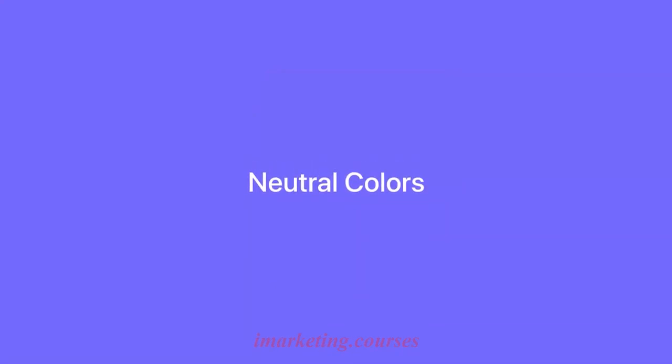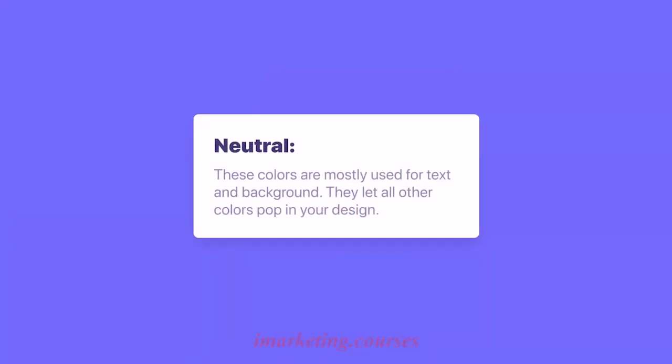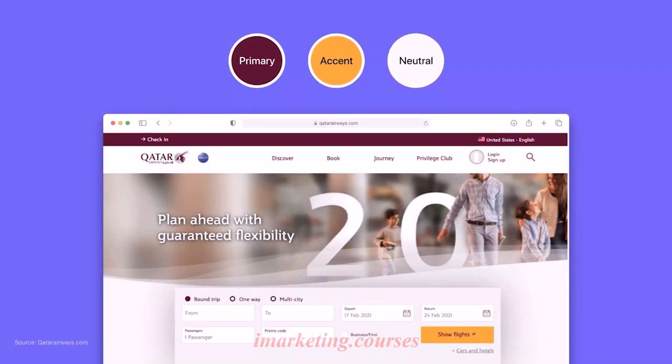4. Neutral colors. White, black, or gray schemes. These colors are mostly used for text and background. They let all other colors pop in your design. Almost all color palettes require neutral colors to create a high color contrast ratio between the background and foreground. As you can see, this website uses a light neutral color for the background.